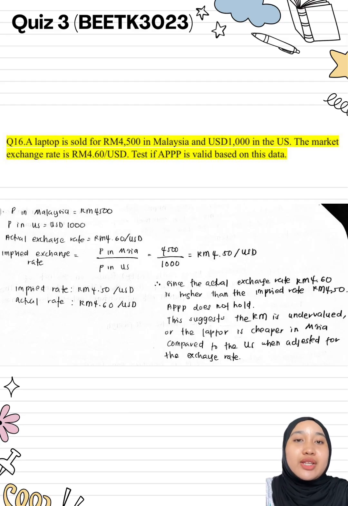We get implied rate equal to 4 ringgit 50 cent and actual rate equal to 4 ringgit 60 cent. Since the actual exchange rate is higher, absolute PPP doesn't hold. In conclusion, the laptop is relatively cheaper in Malaysia than it should be if absolute purchasing power parity held.